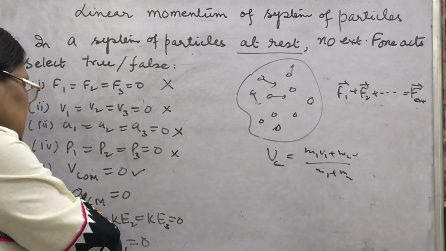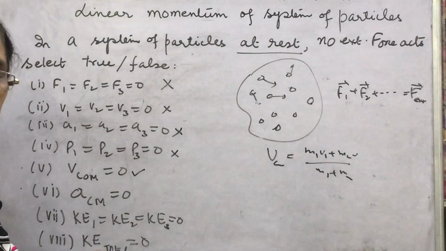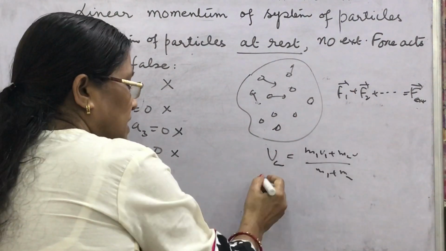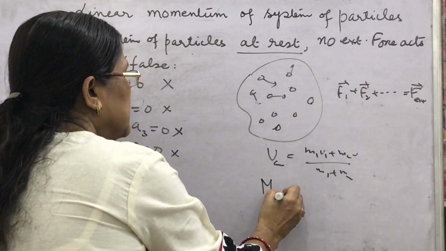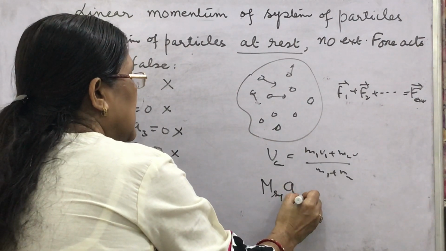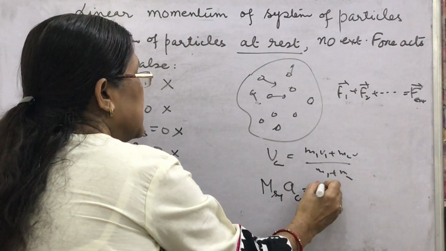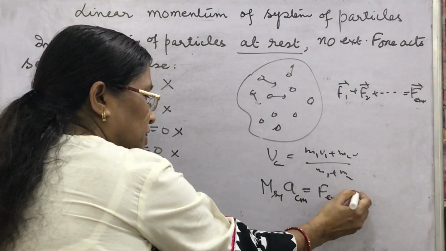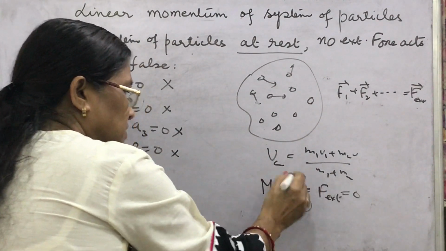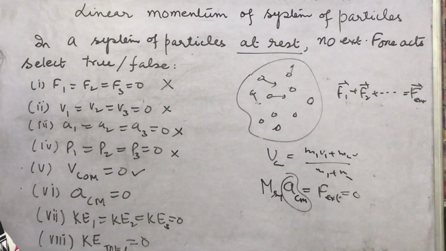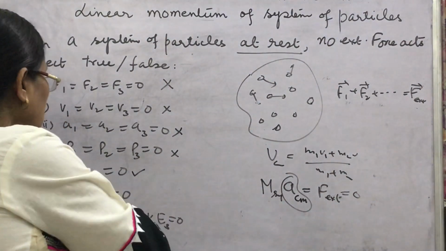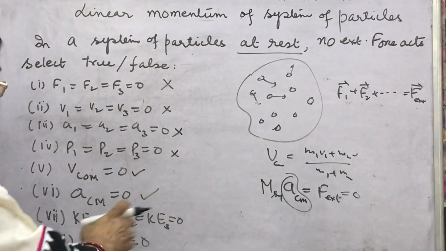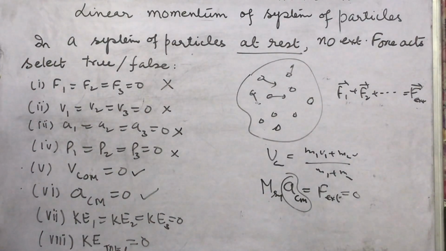What about the system's acceleration? We have read that if F external is 0, then mass of the system into acceleration of center of mass is equal to F external. If F external is 0, what does it mean? The acceleration of the center of mass will be 0 as mass is not 0. So this will also be true. Yes, what about kinetic energy?